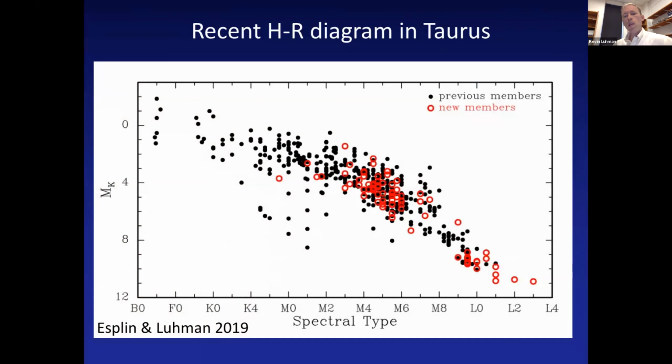And here's an example of a recent HR diagram in the Taurus star forming region from a paper in 2019. So the black points were previously known members of Taurus. The red circles were new members that we found in the survey. And here you can see how the new members extended the sequence down to fainter magnitudes and cooler temperatures.